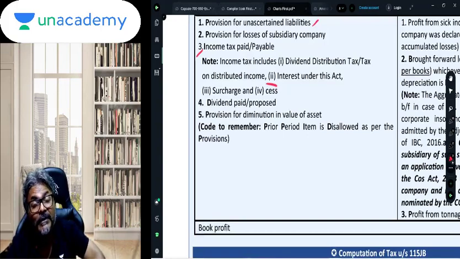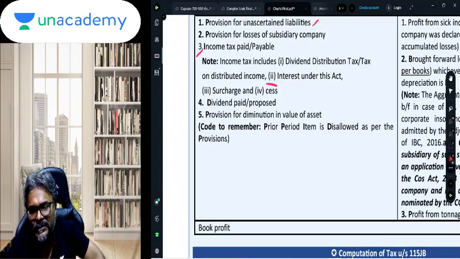Be careful. Provision for bad and doubtful debts is allowed only in respect of banking companies and NBFCs. Only for them is the provision for bad and doubtful debts allowed as a deduction, but not for the others. Just keep this concept in mind. So, coming back to point number 5, the example would be that provision for bad and doubtful debts, if it is debited to the profit and loss account, then the same needs to be added back.